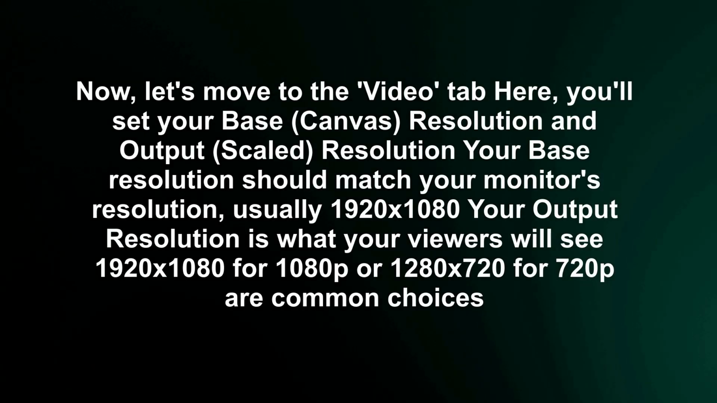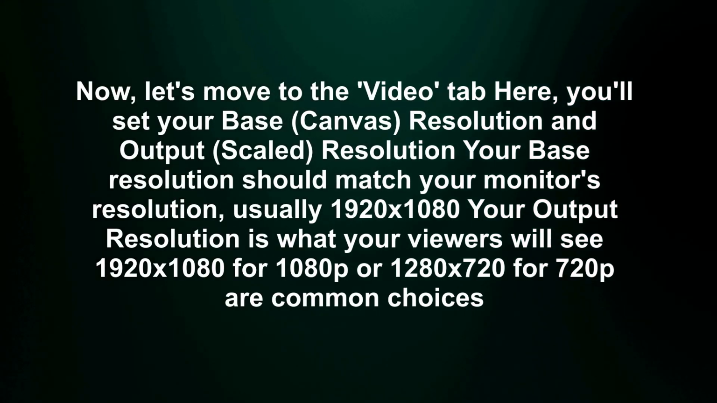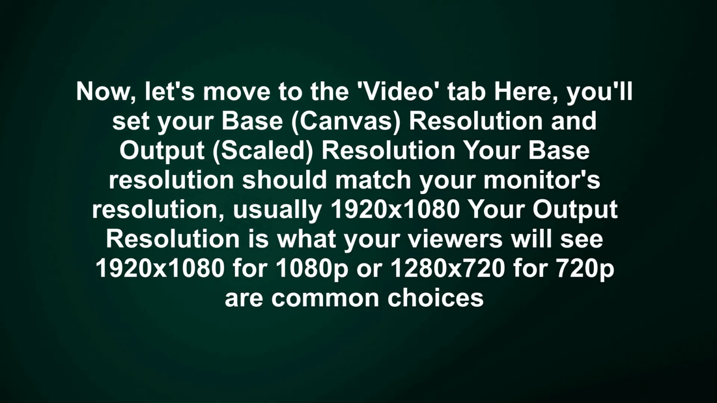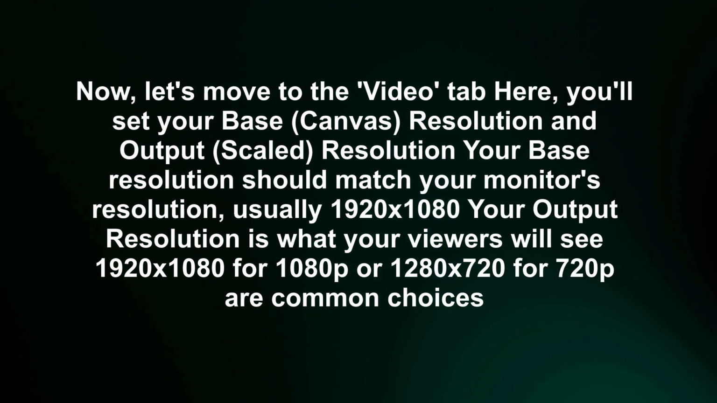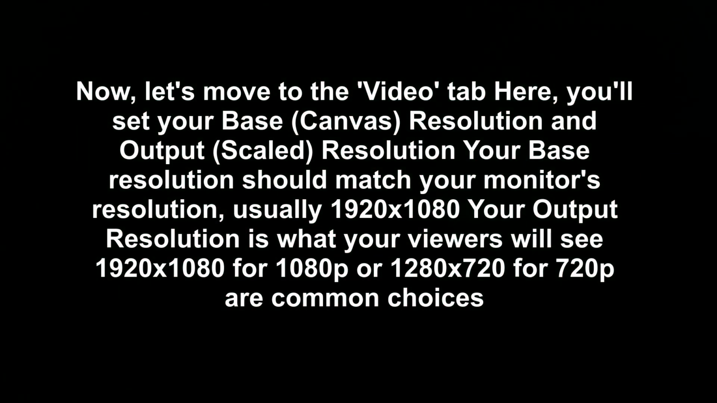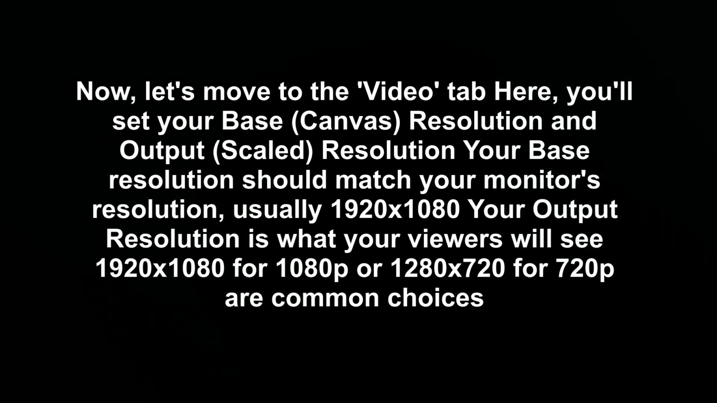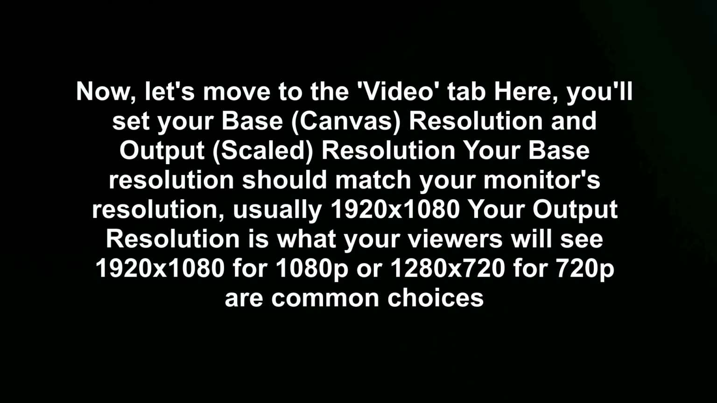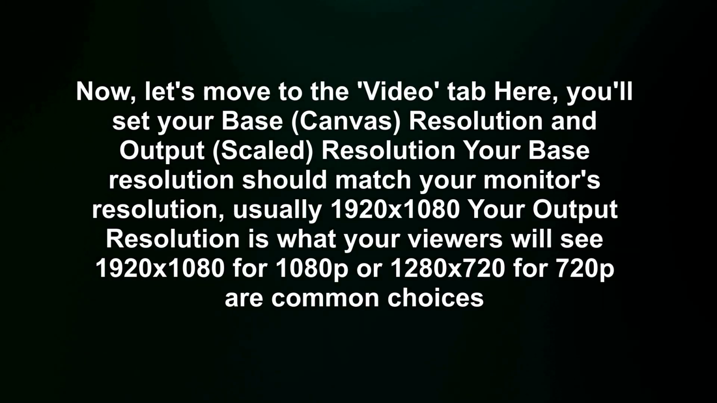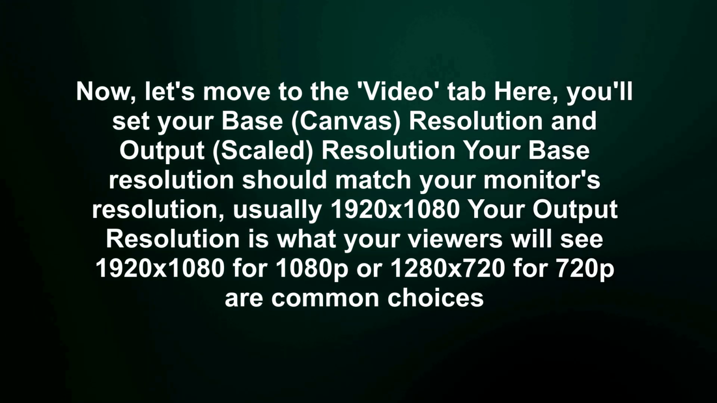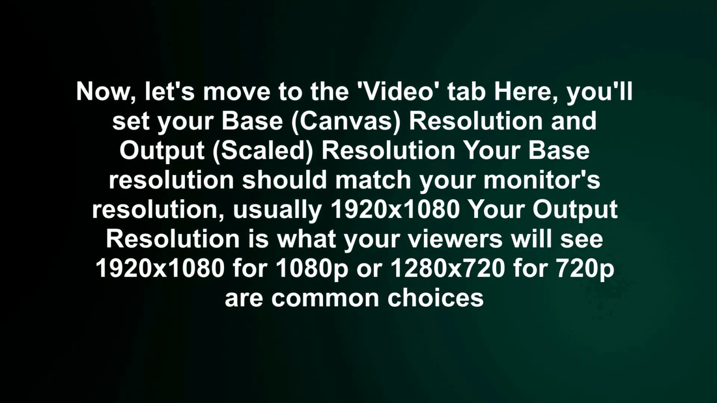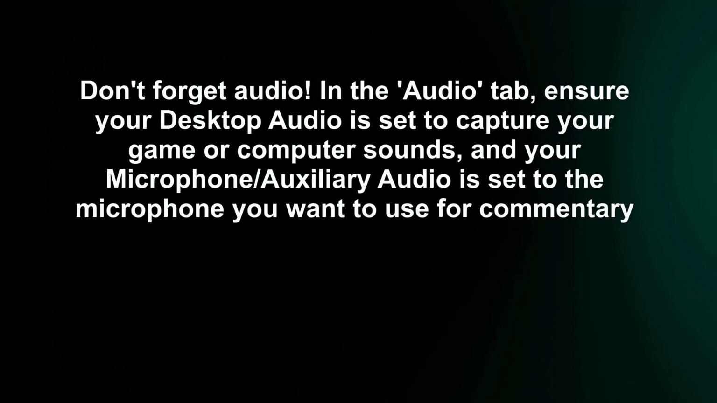Now, let's move to the Video tab. Here, you'll set your base canvas resolution and output scaled resolution. Your base resolution should match your monitor's resolution, usually 1920 by 1080. Your output resolution is what your viewers will see. 1920 by 1080 for 1080p or 1280 by 720 for 720p are common choices. Don't forget audio.